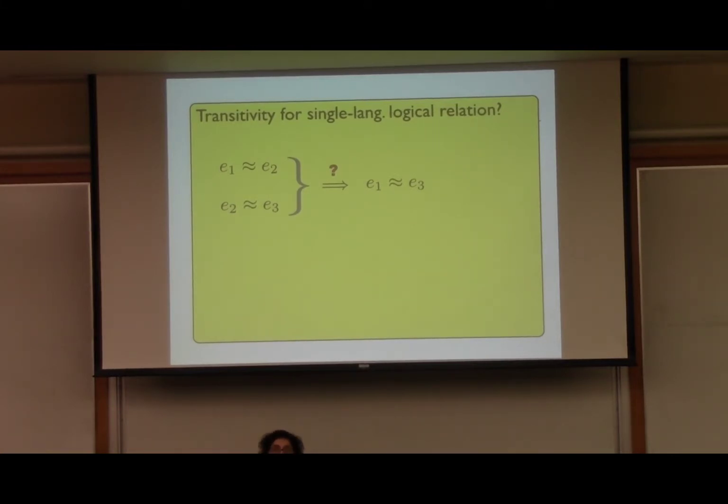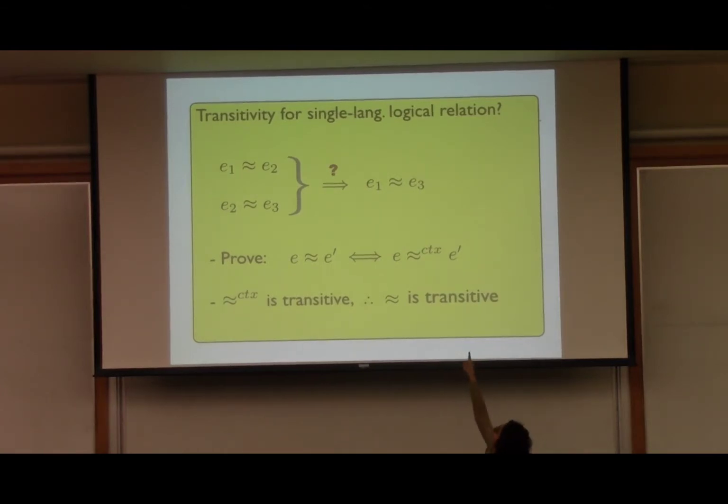And the technical way that we normally do transitivity proofs for our single language logical relations is the following. We prove that we've constructed a logical relation that is completely equivalent, has an if and only if relationship, with the normal definition of contextual equivalence for the language. And I showed you the definition of contextual equivalence for our single language yesterday, right? Okay, so you say that the logical relation precisely captures contextual equivalence for the language.